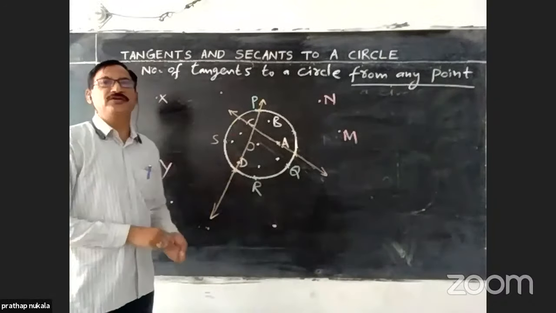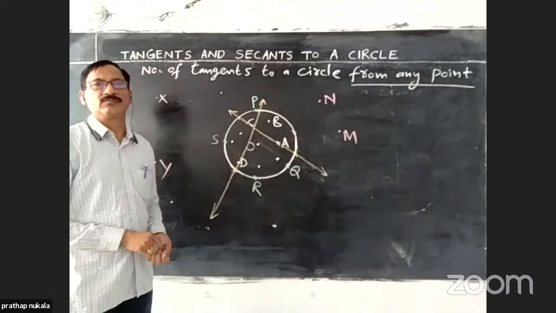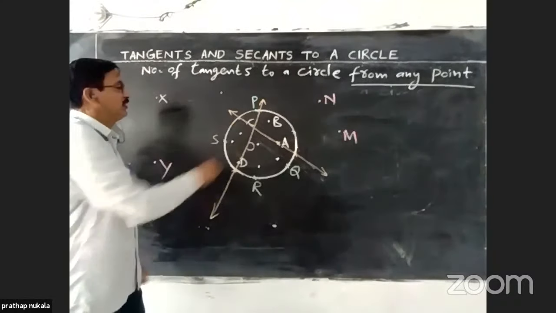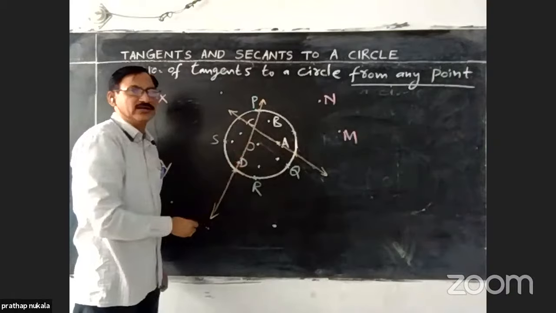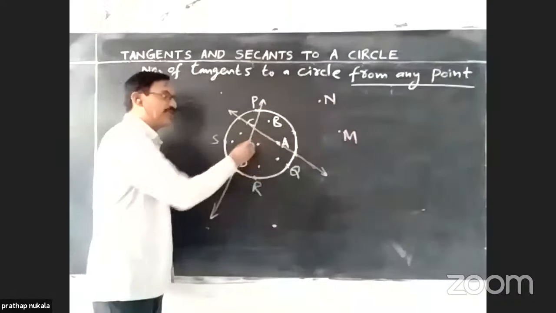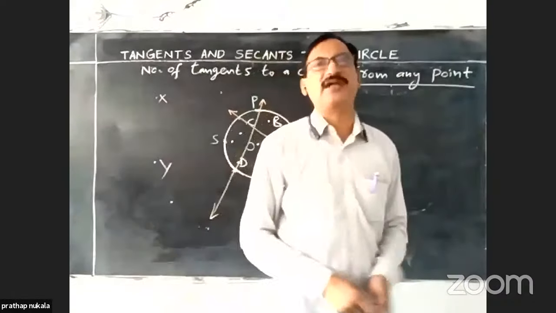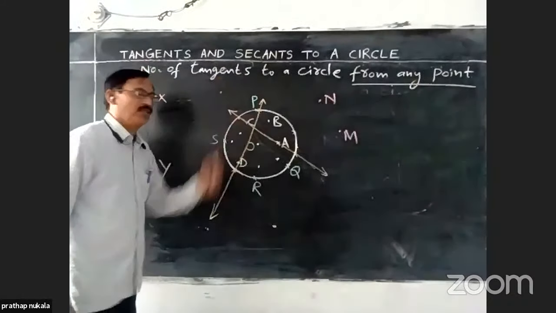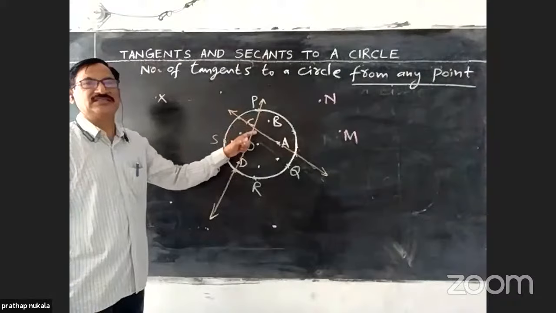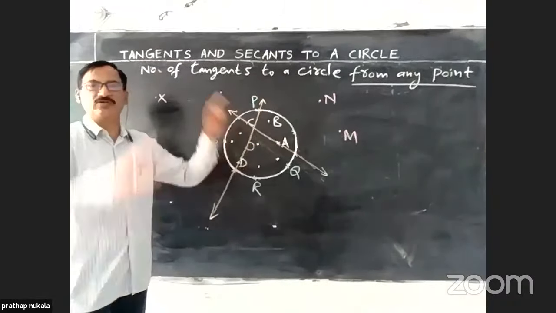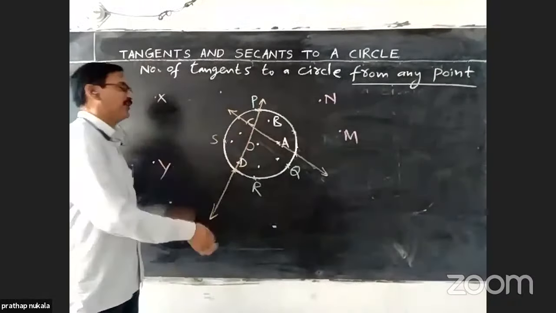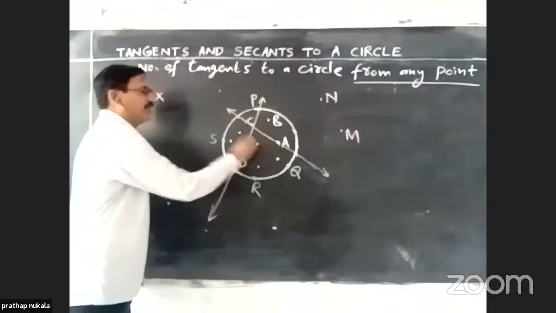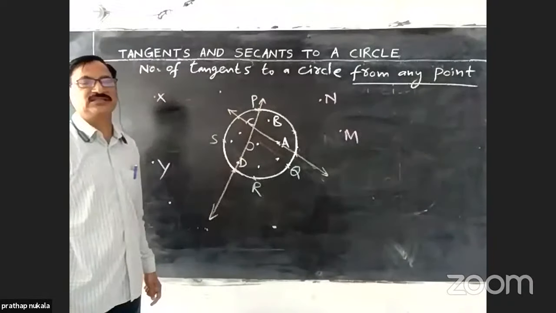From this, what can you observe? Yes, you are right. No tangents can be drawn through interior points. That means the number of tangents through interior points is equal to 0. No tangents can be drawn through any interior point of the circle. This is the first thing.